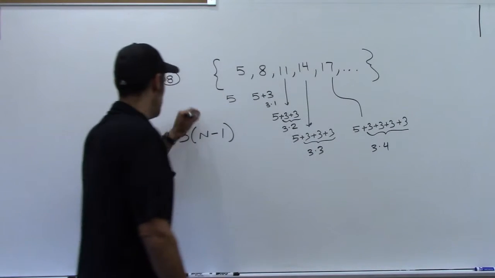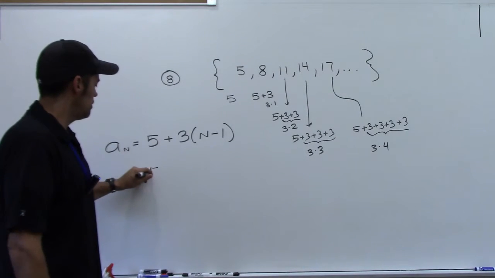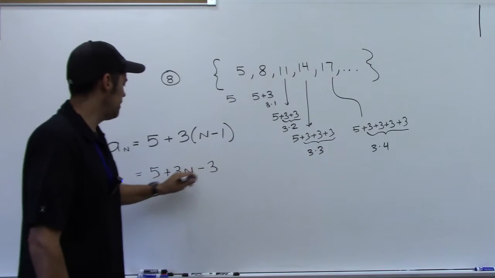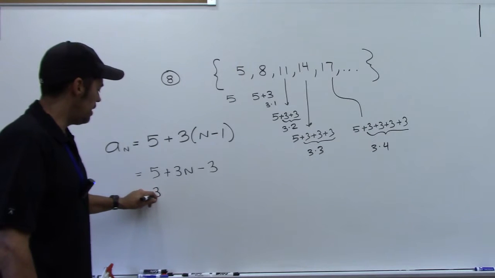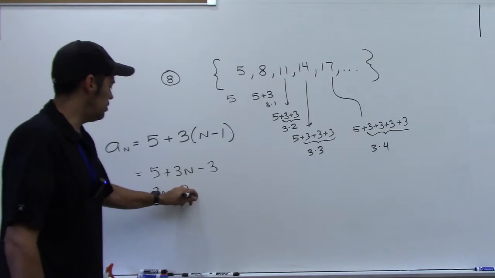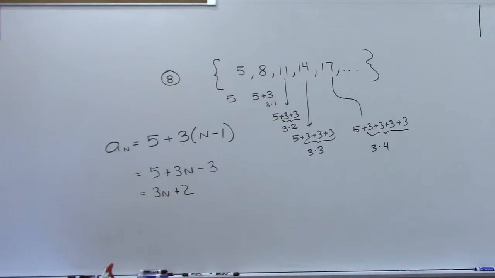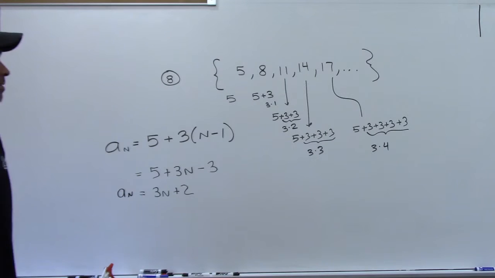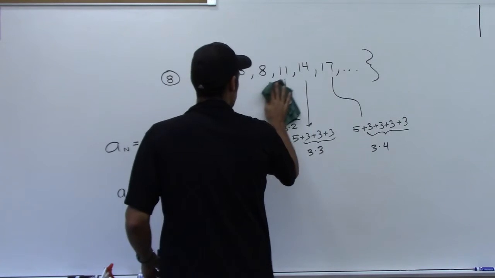I'm going to clean up. I'm going to distribute through. So 5 plus 3n minus 3. So we get 3n plus 2. Now, that's another thing, now that we see how clean this formula is, that's another thing we could have noticed from the very beginning. Let me show you.